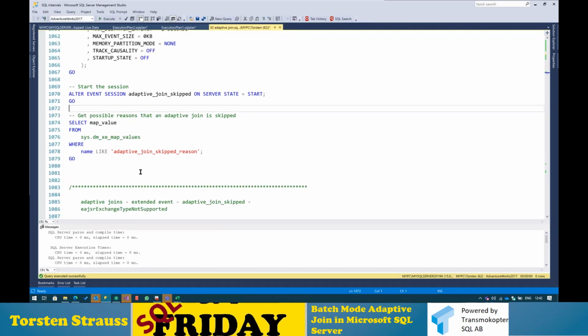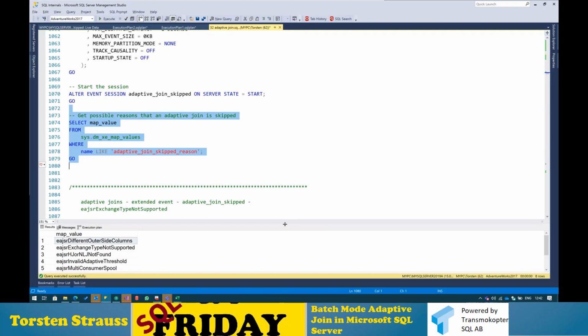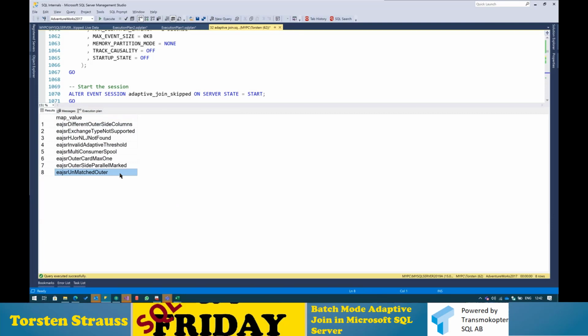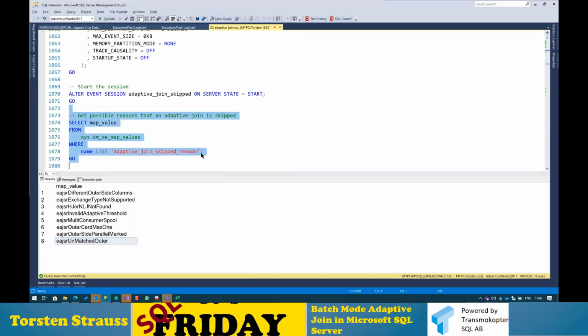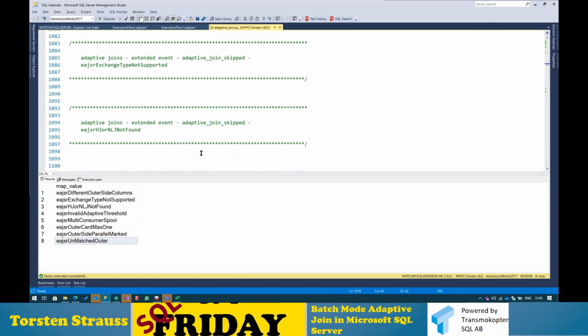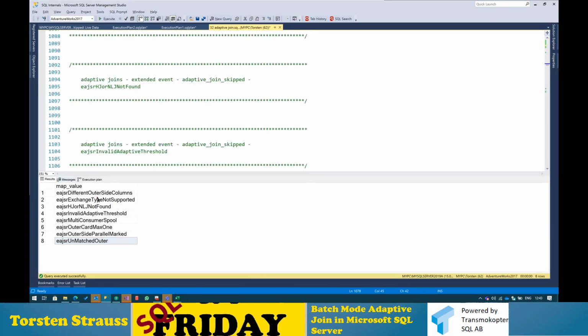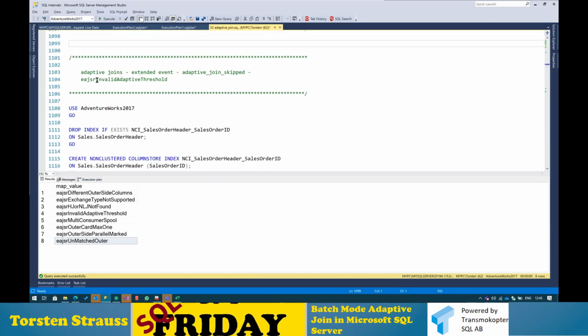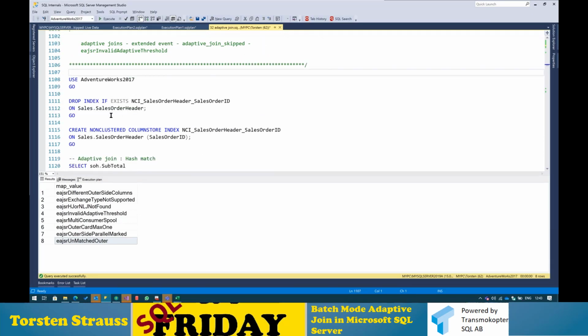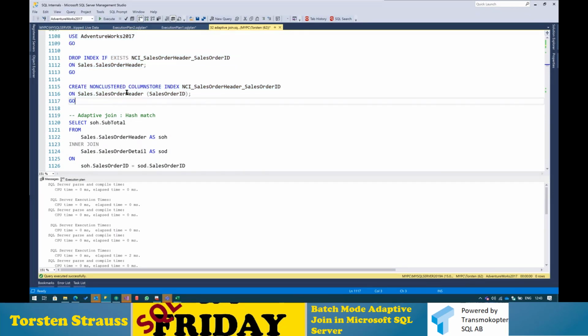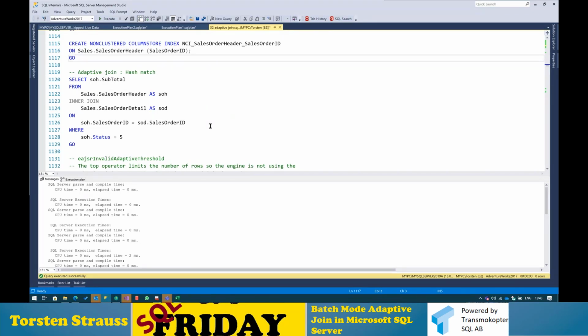and go ahead. So there are several reasons why SQL Server cannot implement an adaptive join. And currently we see 8 of them. And honestly, I didn't find an example for all of the reasons mentioned here, but at least for a few of them. Yeah. And now we want to understand why SQL Server cannot implement the adaptive join. There's one example for an invalid adaptive threshold. So let's consider the following. We have a table, sales order header. I create a non-clustered column store index. Again, I'm pretty sure it is not needed in 2019 anymore, but maybe you want to run the same scripts in 2017. There you have to implement a non-clustered column store index.